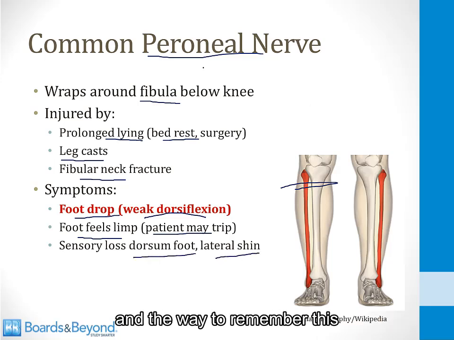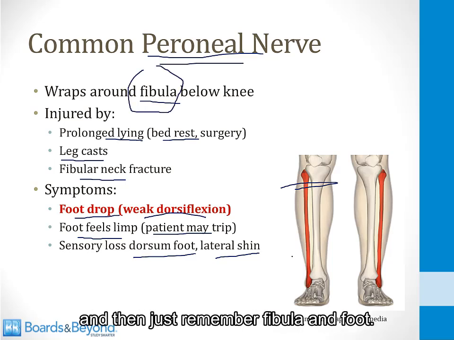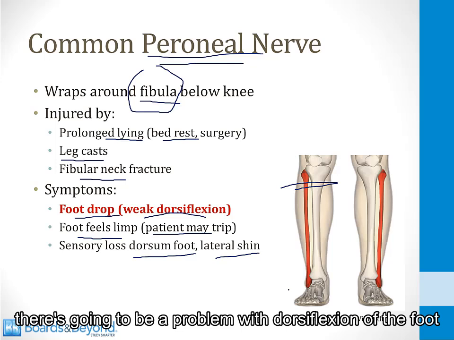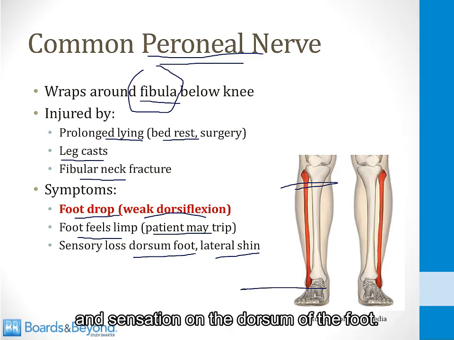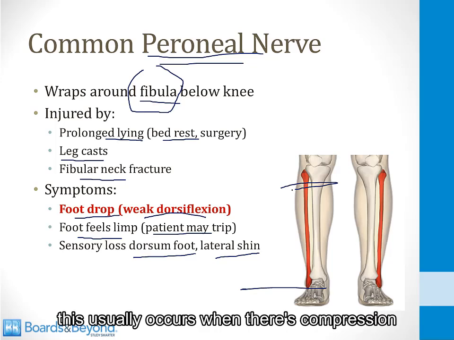The way to remember this is just know that the word peroneal means the same thing as fibula, and then just remember fibula and foot. So anytime there's a problem with the common peroneal nerve, there's going to be a problem with dorsiflexion of the foot and sensation on the dorsum of the foot. And then you can also remember that this usually occurs when there's compression near the fibula.